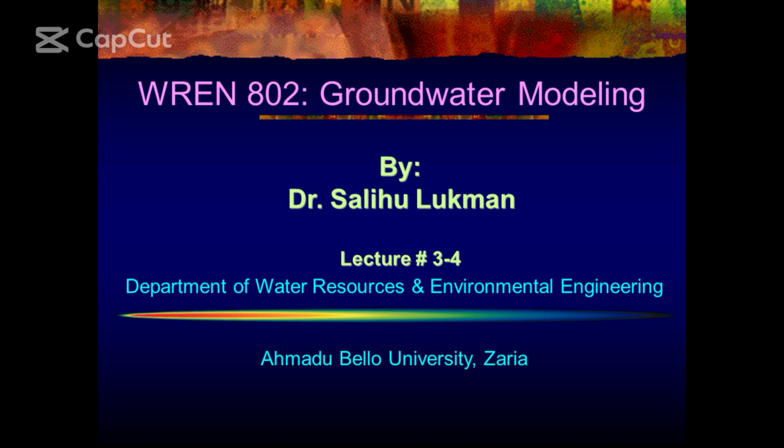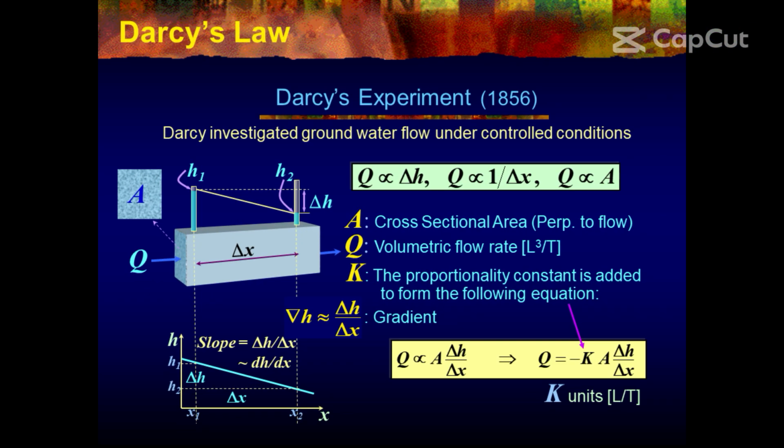10:30. Okay. So we are going to continue from where we stopped in our previous class. I think we explained this, Darcy's experiment, where he realized that the volumetric flow rate Q varies with the difference in head and inversely proportional to the distance traveled by the fluid and directly proportional to the area. At the end, we have this as Darcy's law. I think I explained this in my last class.